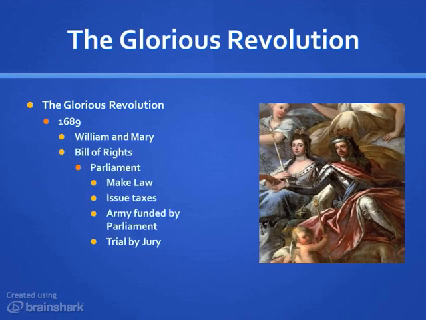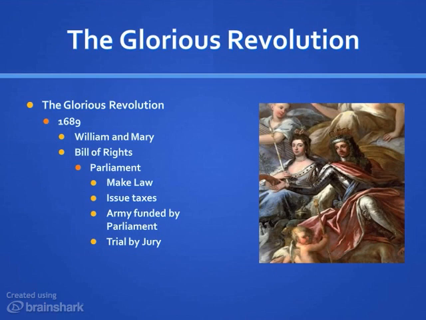But, along with the throne, William and Mary also had to accept a Bill of Rights. This document outlined the powers of Parliament and of the king and queen. In short, the Bill of Rights will limit the powers of the monarch. Among those rights listed in the Bill of Rights were that Parliament would have the right to make laws alongside the king, that Parliament alone had the right to issue taxes, that the army would be funded by Parliament. The idea here was that they didn't want the king to have an army that was loyal only to him.